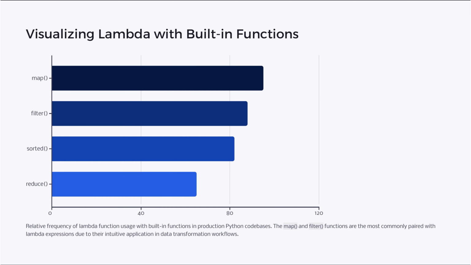Lambda functions are frequently used with built-in functions like map and filter in Python. These functions are popular for their intuitive application in data transformation workflows, allowing concise and efficient data manipulation. Understanding their usage can significantly enhance your ability to write clean and effective Python code.